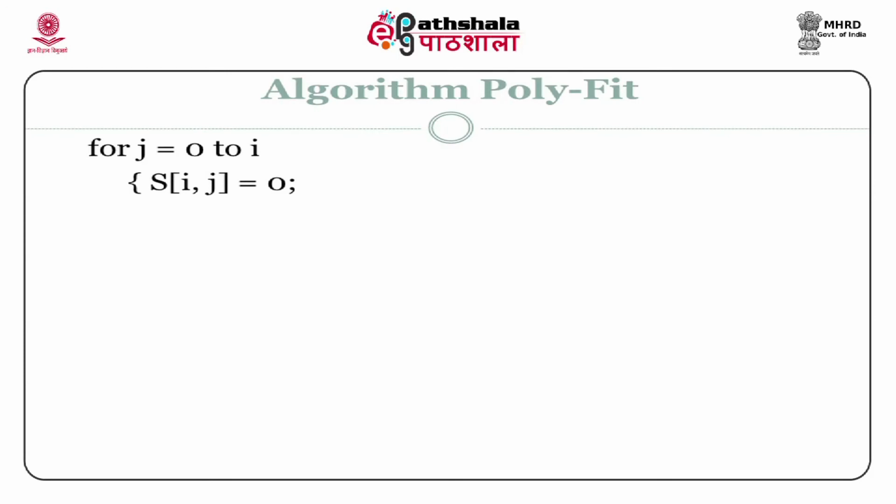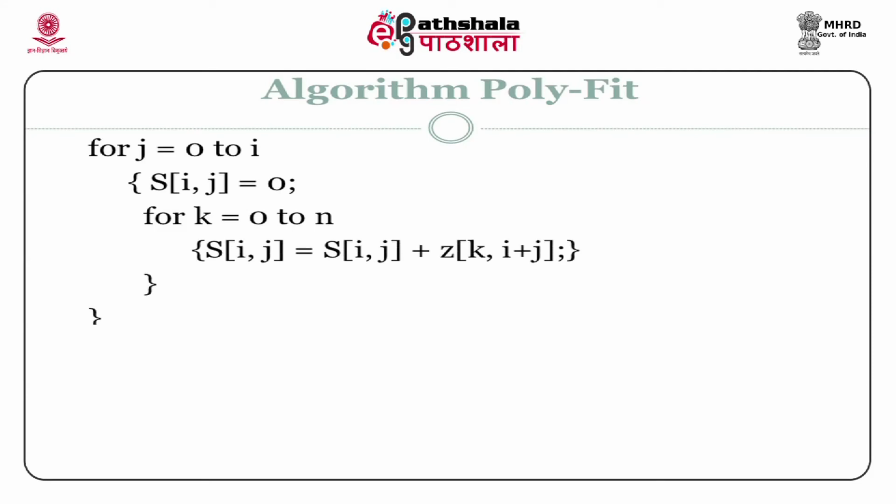to i, we are getting Sij, because we are taking only the lower triangular part. So Sij equal to 0, and for k equal to 0 to n we will get Sij equal to Sij plus zk i plus j. So that is how we get those summations also.